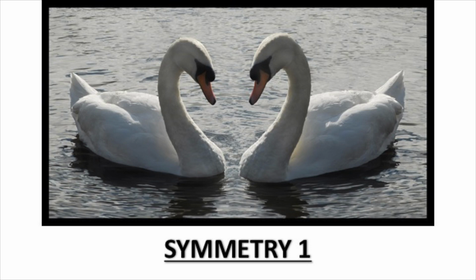Symmetry. Number 1. What can you see in the picture? What type of animal do you know? Begins with S. Swans. How many swans can you see? 2. Do you think this picture is symmetrical? Yes. Because if we draw a line down here in between the 2 swans, each side of the picture looks identical. So then we can say the picture is symmetrical.